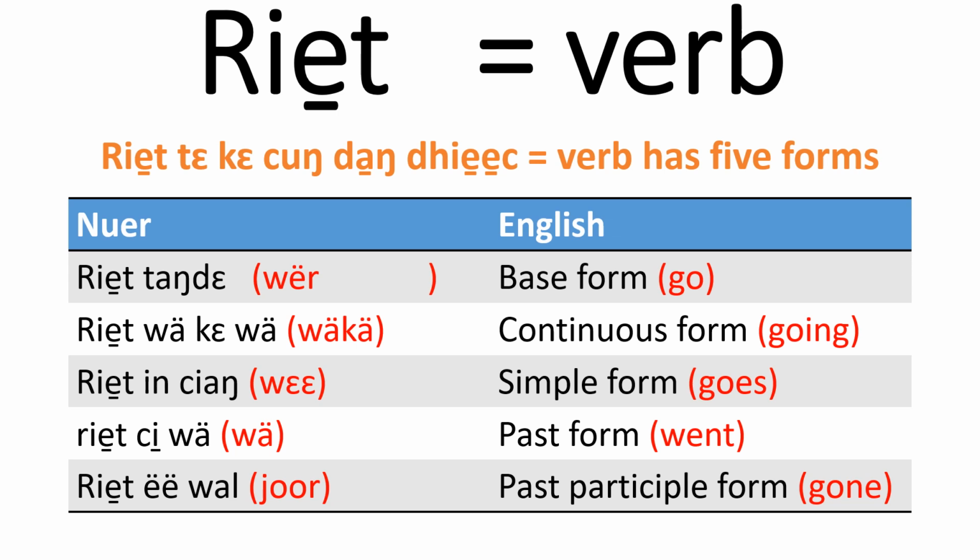Riet wakawa are the present continuous form of the verbs. For example, going. These are the actions that are happening right now.